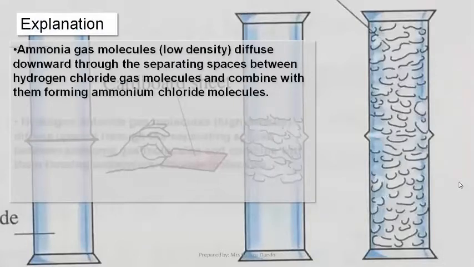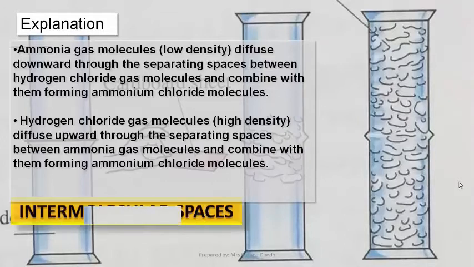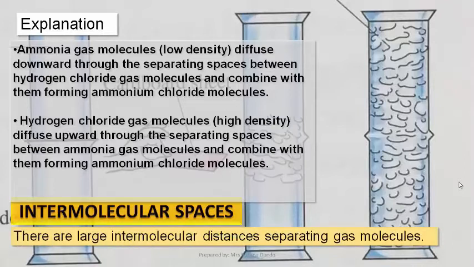Explanation: why did this happen? Ammonia gas molecules, low density, diffuse downward through the spaces between hydrogen chloride gas molecules and combine with them, forming ammonium chloride molecules. Hydrogen chloride gas molecules, high density, diffuse upward through the spaces between ammonia gas molecules and combine with them, forming ammonium chloride molecules. So all that we said explains that there are intermolecular spaces. Intermolecular spaces are large intermolecular distances which separate gas molecules.